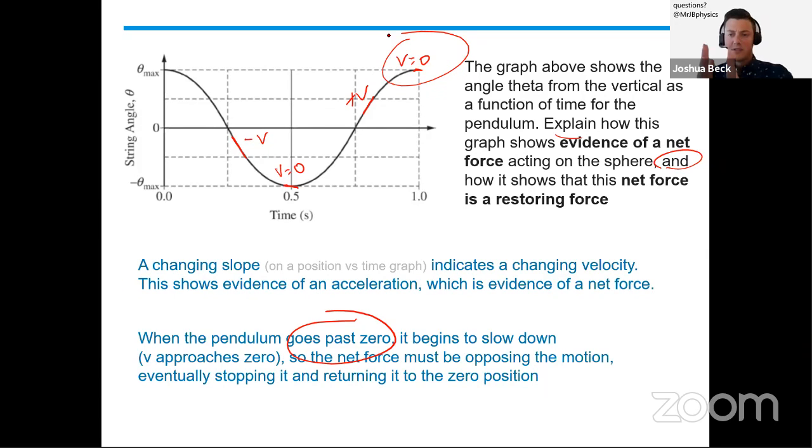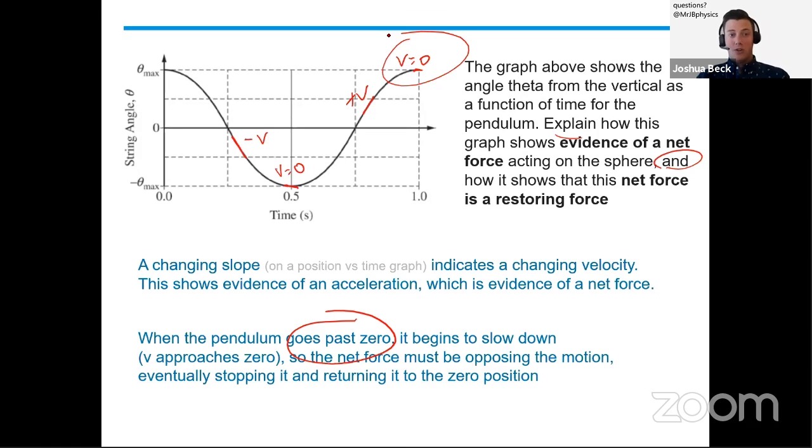So what that tells me is once it's overshot that equilibrium position, it's trying to slow down. The only thing slowing it down would be this net force, creating this opposite acceleration to slow it down. That net force must oppose the direction of motion, which means that it is a restoring force. And we can see it on both sides.